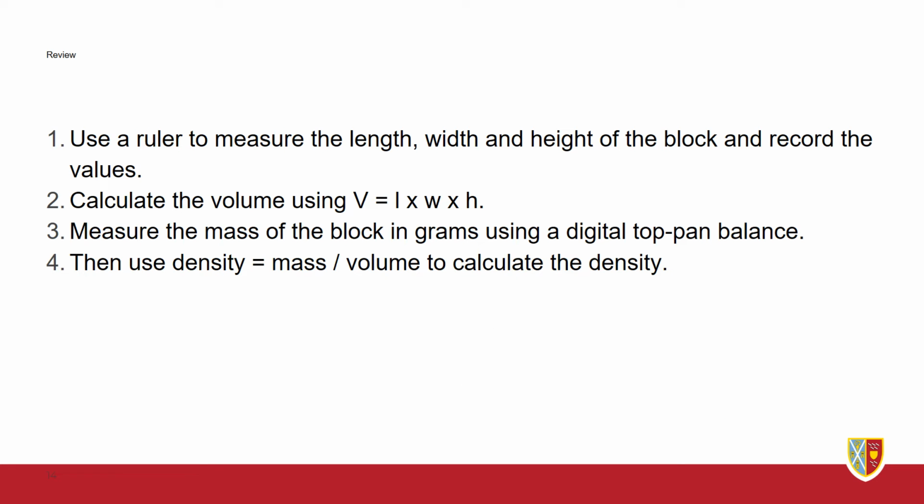Now, hopefully you'll have written something similar to what I've got written down here. Again, you can just put this in bullet points, it's absolutely fine. Use a ruler to measure the length, width and height of the block and record the values. In the mark scheme, it often says what are they measuring and what are they using to measure it with. Calculate the volume using volume equals length times width times height. Measure the mass of the block in grams using a digital top pan balance. We don't have to have the word digital in there, but most of them do tend to be that now. And number 4, then use density equals mass divided by volume to calculate the density.